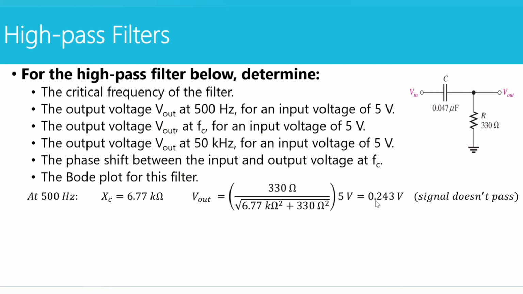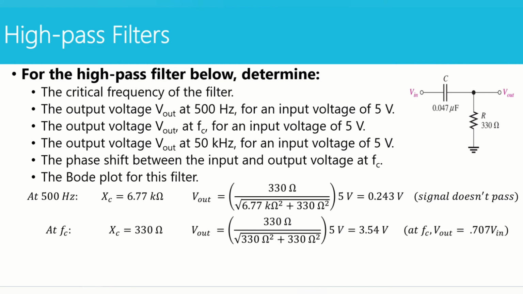You should get a very, very low voltage because this is a high pass filter and this is a low frequency. So we can see that the signal doesn't pass because 5 volts goes in and approximately 0.243 volts comes out at this frequency. So the signal does not pass. At FC, our capacitive reactance and the value of our resistance are equal, and we'll get that 3.54 volts comes out of the filter at this point. And remember, at the critical frequency, our output voltage is equal to 0.707 times Vin, so it makes sense that we would get about 3.54 volts coming out at the critical frequency.